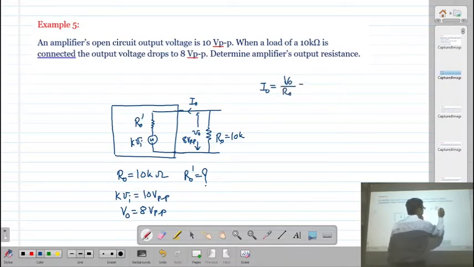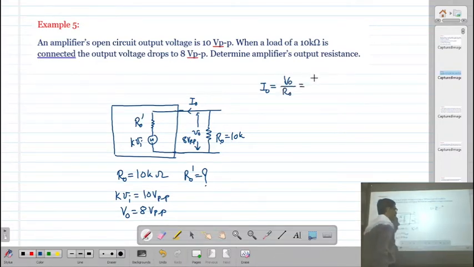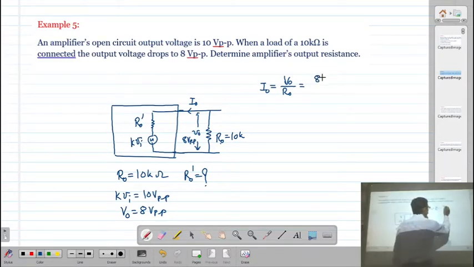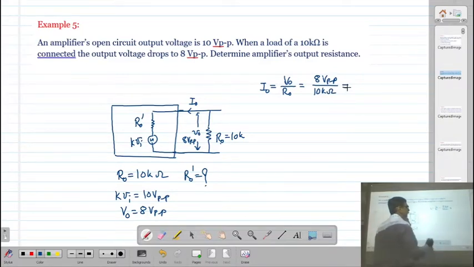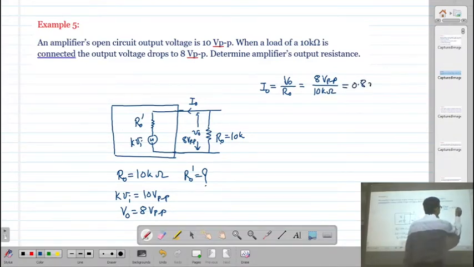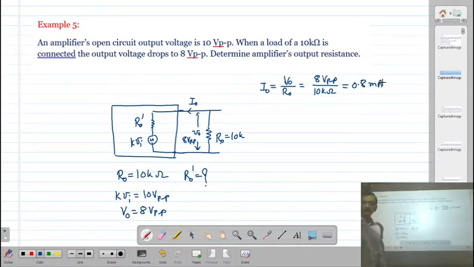VO divided by RO, and this one is 8 volt peak to peak divided by RO, which is 10 kilo. Correct? So here this will come out to be 0.8 milliampere. 0.8 milliampere means I am calculating the output current. Now this output current is passing through the resistance RO dash. Correct? So it is going to produce a voltage.